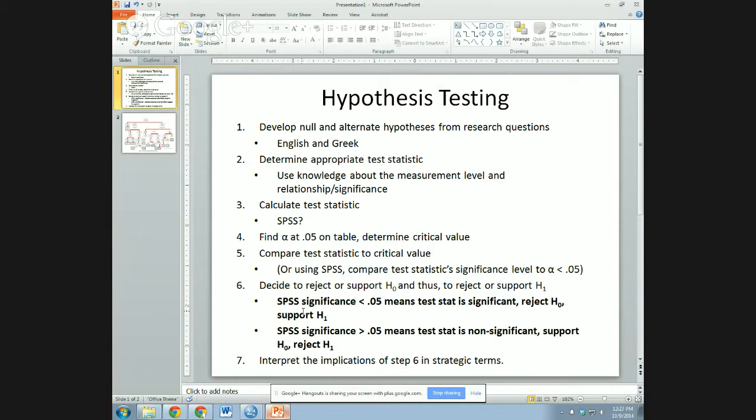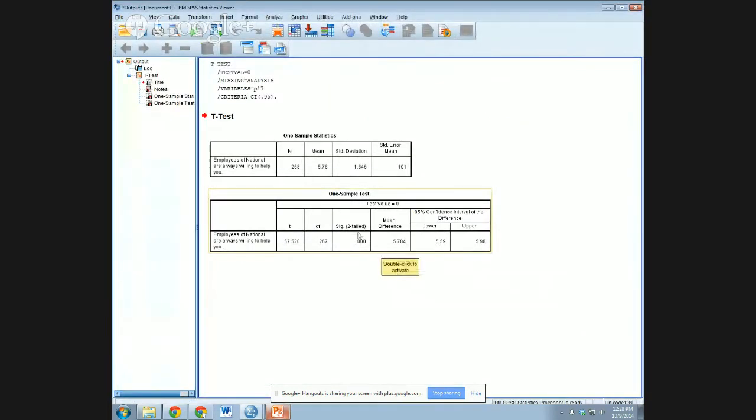Remember, the null hypothesis is generally boring. It tests no difference between means. It tests no association between variables. Remember, I used a t-test, so I'm looking for a mean difference. I used a one sample t-test. That one sample t-test would suggest that I'm looking to find whether or not there is a significant difference between the sample and the population.